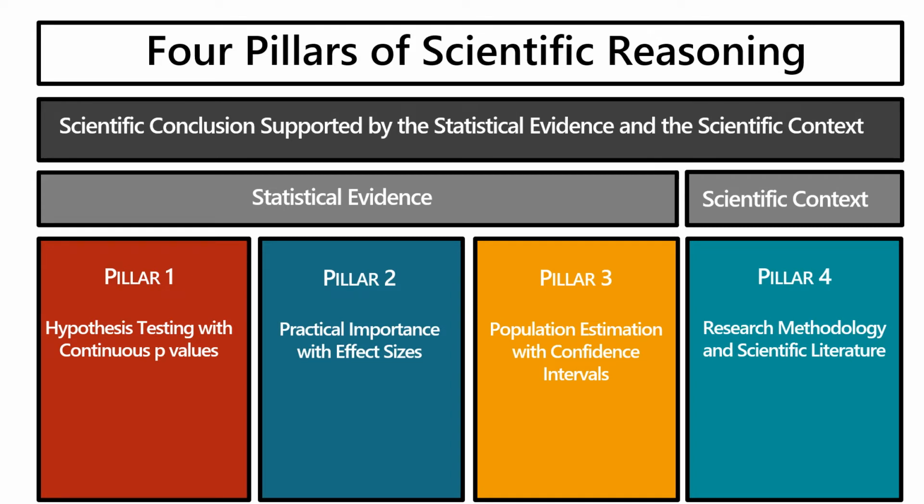Now we also need to remember that data doesn't occur by itself. It needs to take place within a scientific context. And so we also need to consider the 4th pillar here, which is the methodology, how rigorous the research methodology was, and also the scientific literature. And that is, how does this particular study fit in with the existing scientific literature?